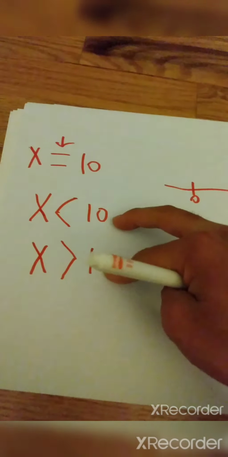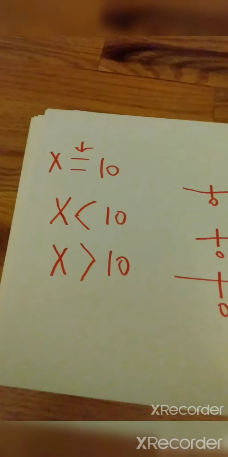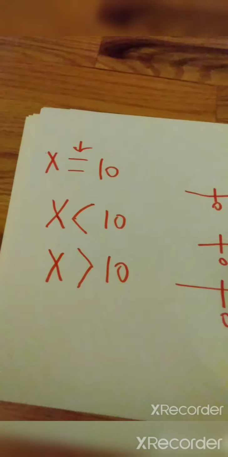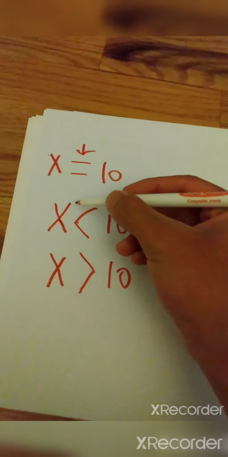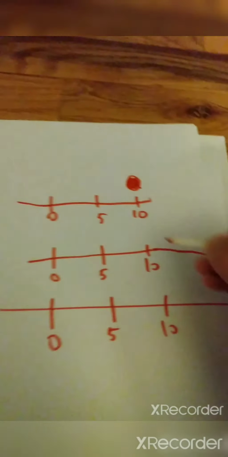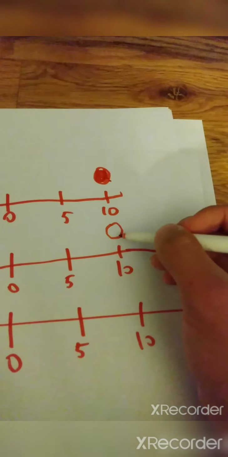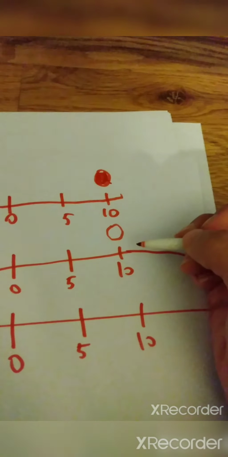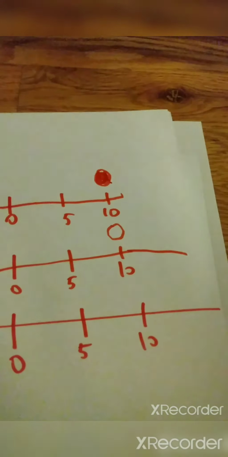It doesn't really matter at this point, but with the next 2 symbols, it actually does matter. With x is less than 10, we're going to say that a number that's 9 or below, a number that's less than 10, is acceptable. So we're going to have an open circle because x has to be less than 10. It cannot be 10, because there's another symbol that allows it to be 10. So x can be any number less than 10, and the line of numbers is going to go to the left.